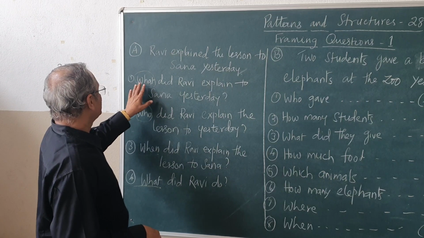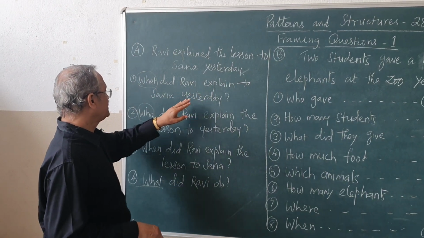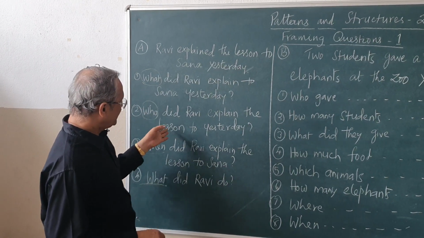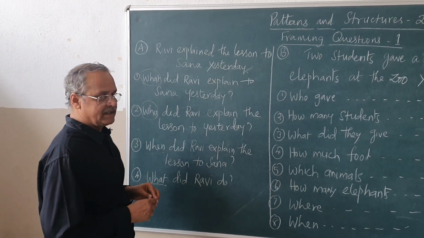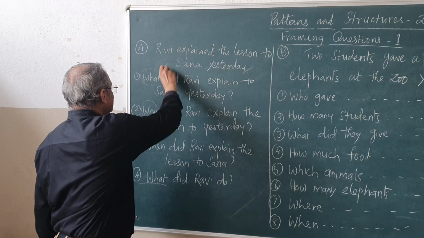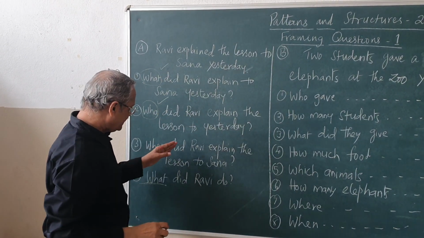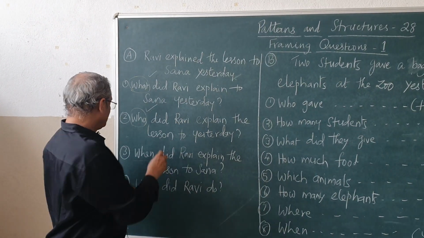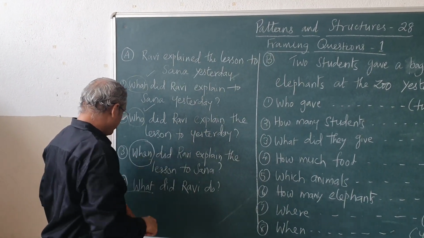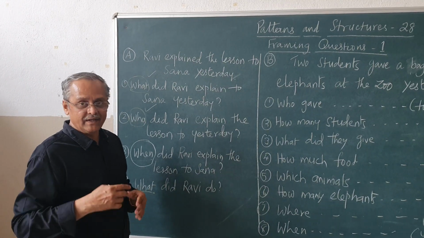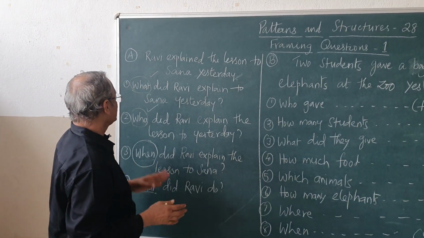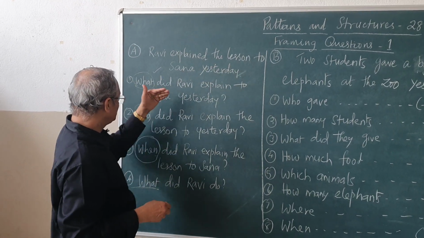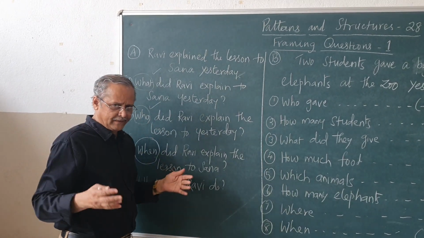So, for example, what did Ravi explain to Sana yesterday? So, what? Then, who did Ravi explain the lesson to yesterday? So, who? When did Ravi explain the lesson to Sana yesterday? So, when? Then, what did Ravi do? Ravi explained the lesson to Sana. So, from this one simple sentence, we can make children frame 4 questions or more than that also.